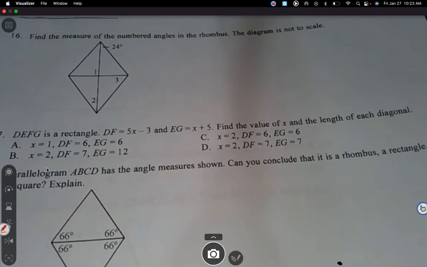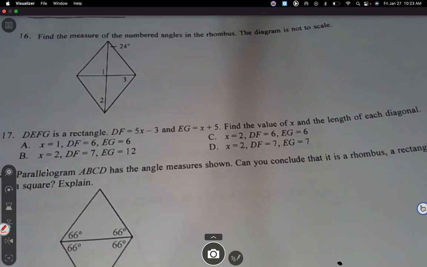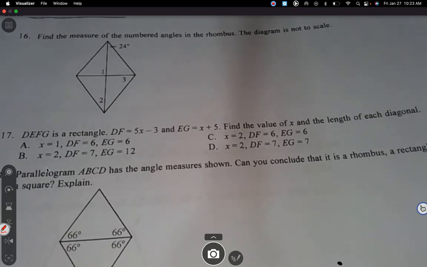Okay, number 16. Almost done. It says, find the measure of each of these. We know it is a rhombus. So what do we know about angle 1? That's the easiest one to do. It's 90. We know that these are perpendicular. So I know angle 1 is 90. I might just write them so we can see it a little better. Measure of angle 1, measure of angle 2 and 3.